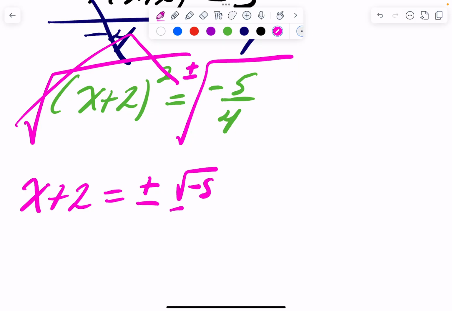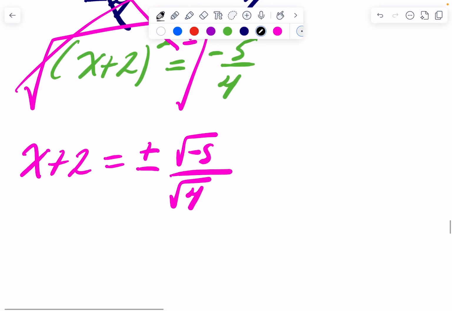We have the square root of -5 over the square root of 4. Why did I put the negative with the top? Because I can choose where I want the negative. Do I want it on top? Do I want it on bottom? I want it on top. I don't want an i in the bottom. Remember, we don't like i's in the bottom.